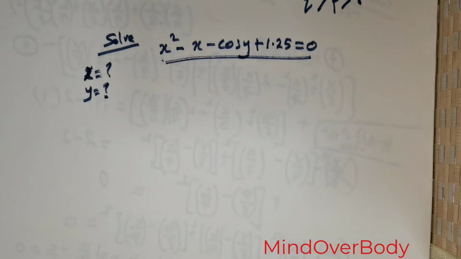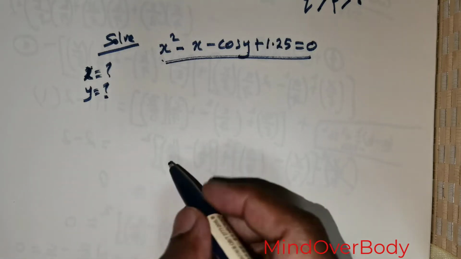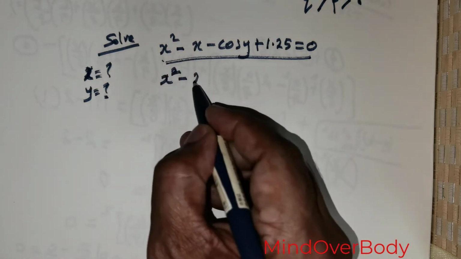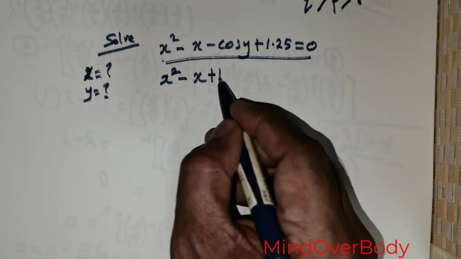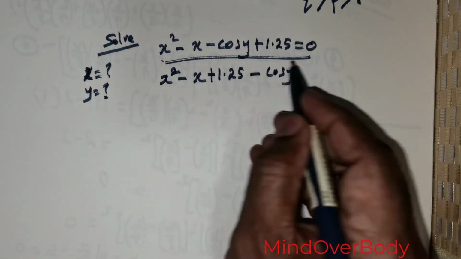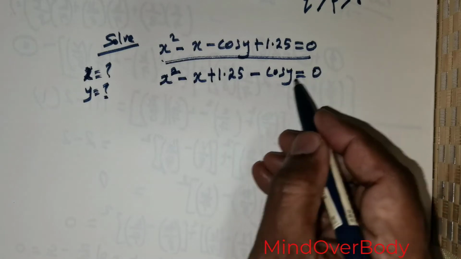And the first thing that should strike your mind is that you're not going to be adopting the usual way of solving a system of equations for this particular question. So you will have to think outside the box. So what am I going to do? I'm going to rewrite this as x squared negative x, place 1.25 over here, and move cos y to the extreme and equate it to 0.